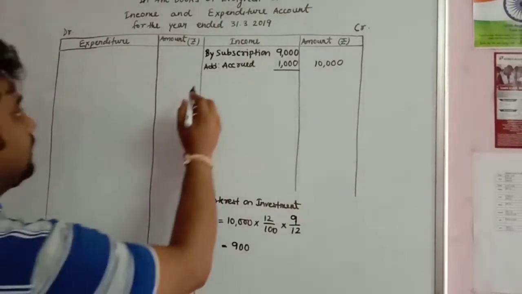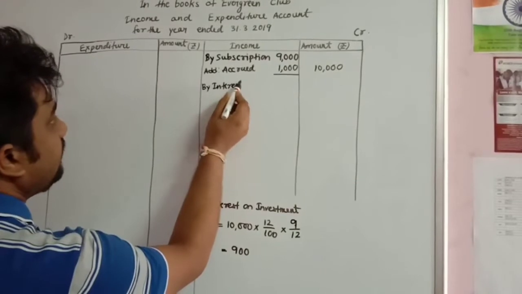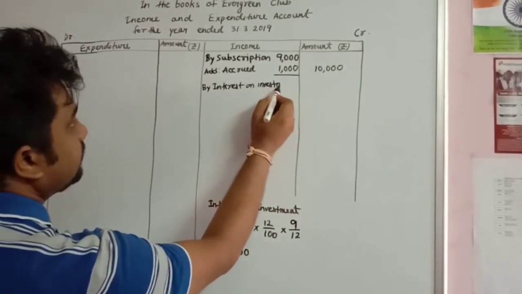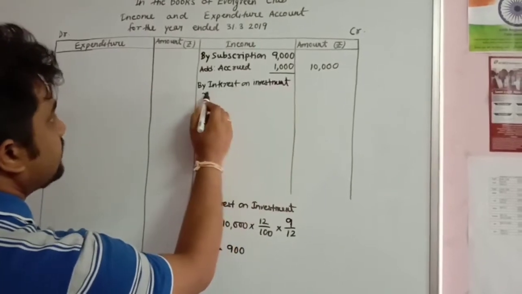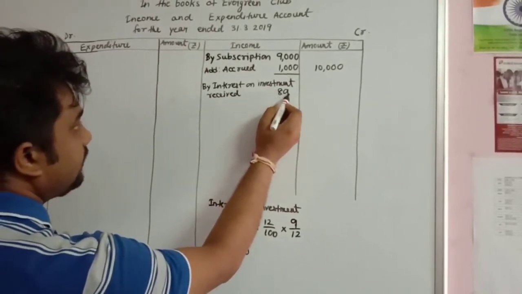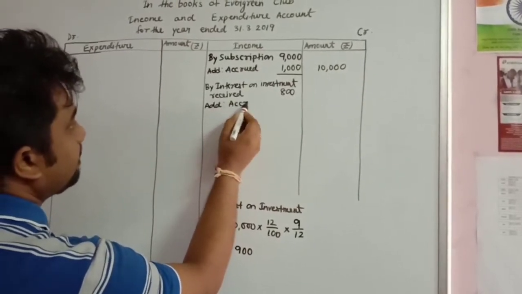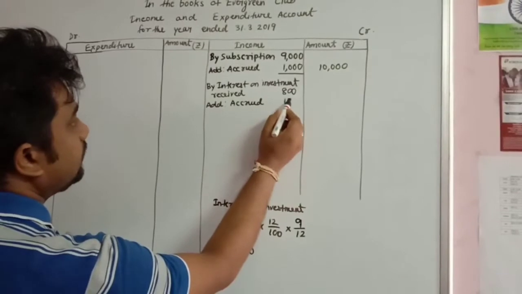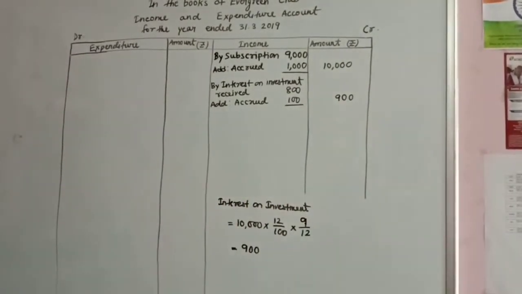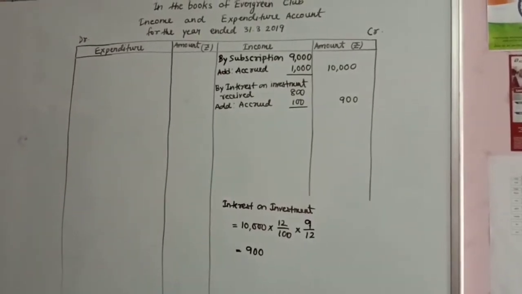You have not yet got the money. So by interest on investment received is 800, add accrued 100, it comes up to be 900. Okay, so this is the treatment of interest on investment.